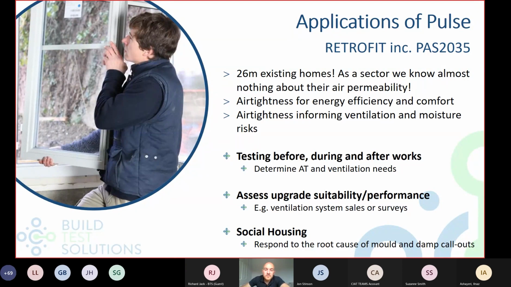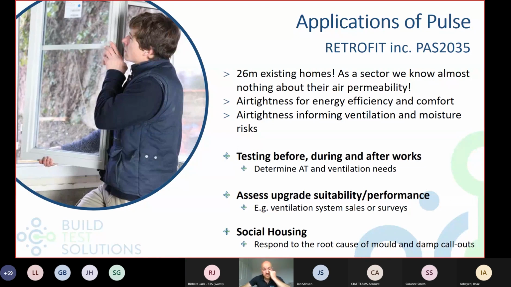Even if you're not doing fabric interventions, you could assess the background air change rate of a building purely for the purposes of thinking about ventilation. So if a home is stuffy or people are suffering from asthma or those kind of things, you could actually test and intervene purely on that basis.